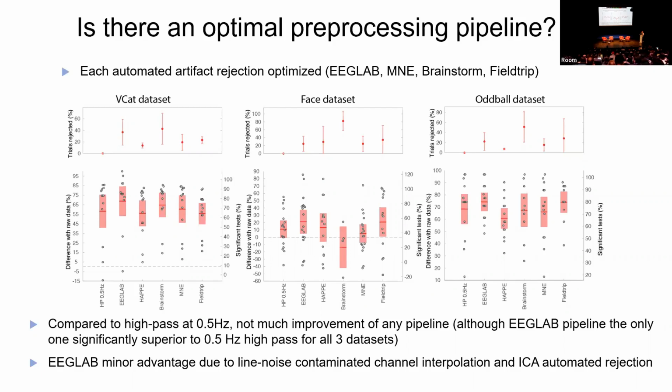You can see here in the top panel, these are basically the number of rejected trials. So yeah, if you have more rejected trials, it of course decreases your statistical power, and then you might have less probability to get significant results.